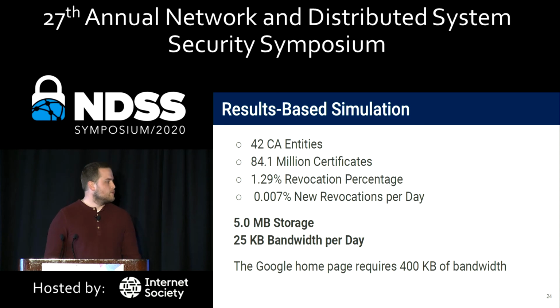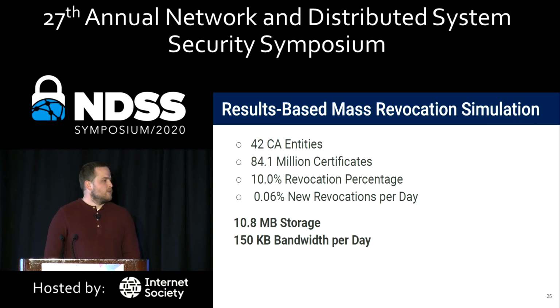Using those results, we fed them into a simulator we created that would output the expected storage and bandwidth requirements for typical usage of Let's Revoke. And so in that circumstance, under a normal revocation situation, we expect to have clients store 5 megabytes of revocation data and only require 25 kilobytes of bandwidth per day. To put that in perspective, the Google homepage requires about 400 kilobytes of bandwidth, and I think that's a pretty minimal HTML page.